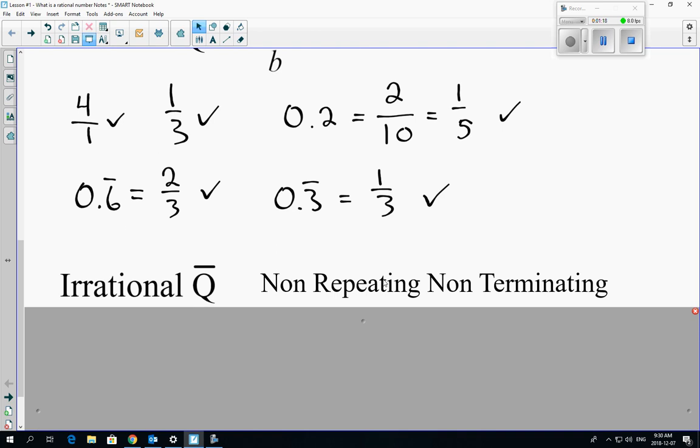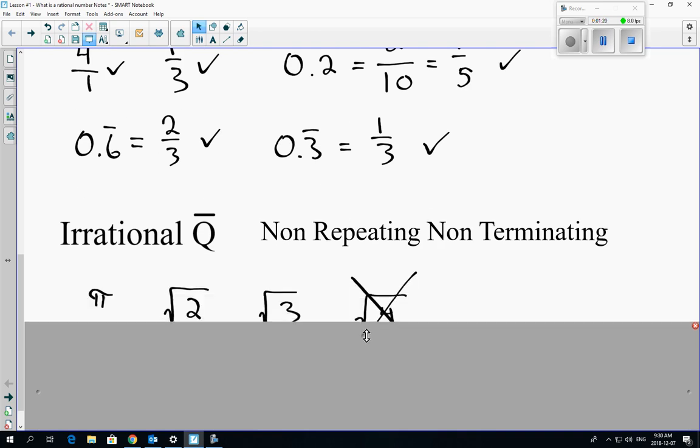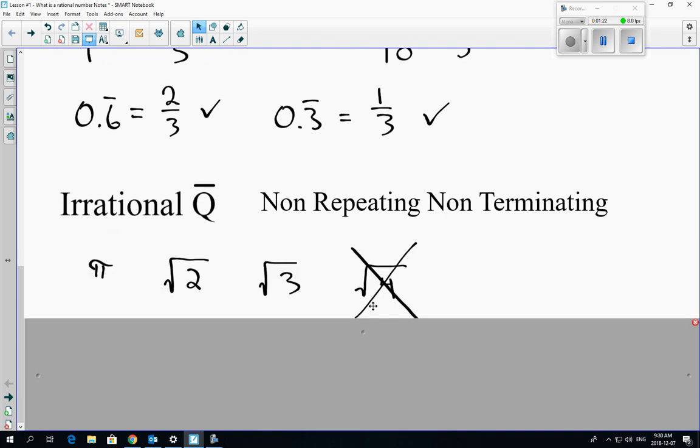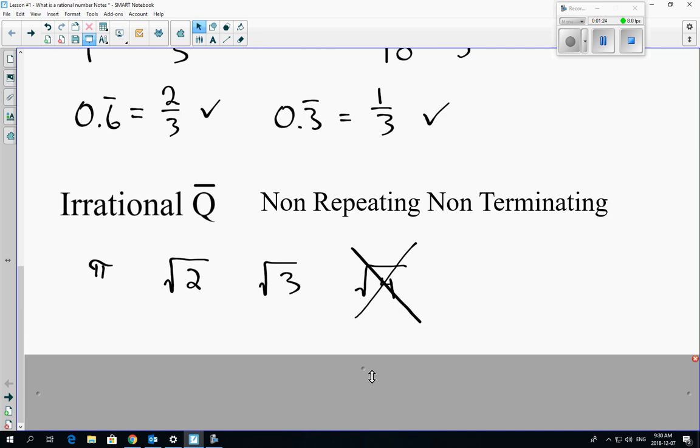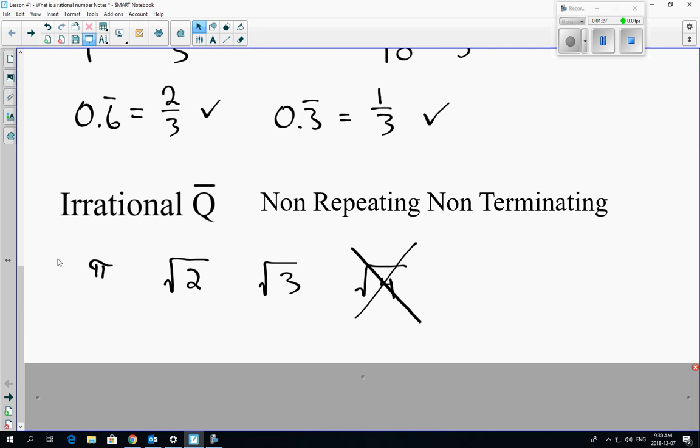Okay. So then the other one is everything that's irrational, and that means non-repeating, non-terminating. So pi, that goes on forever, but there's no repeating at all. Square root of 2 goes on forever, no repeating. Square root of 3. Now, what about the square root of 4? Well, no, that's not irrational because the square root of 4 is 2, which would make it a rational number.